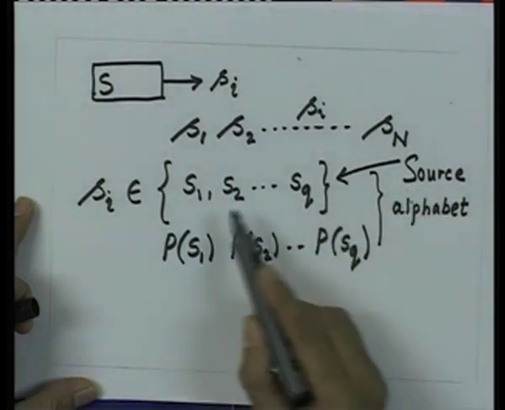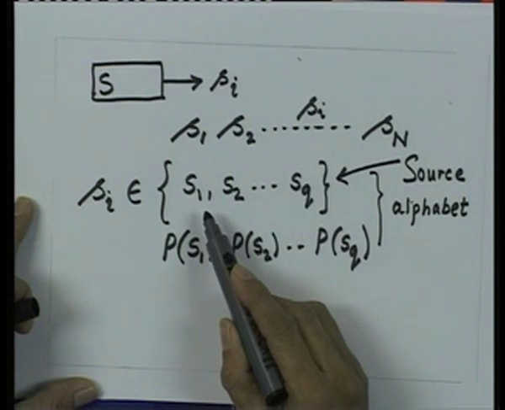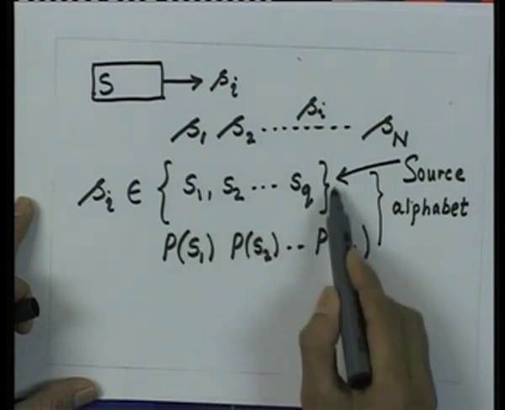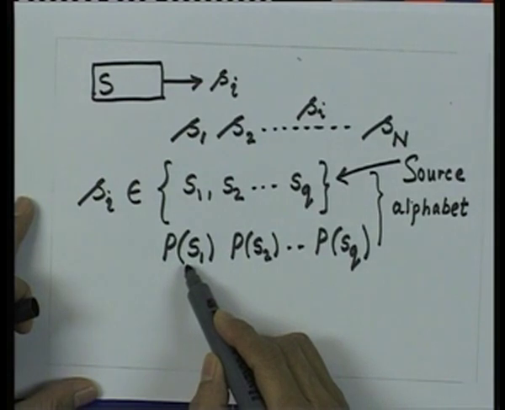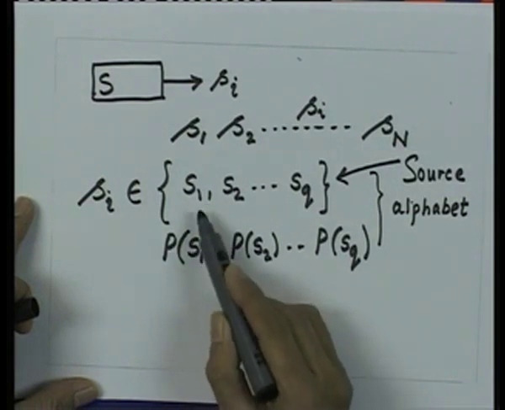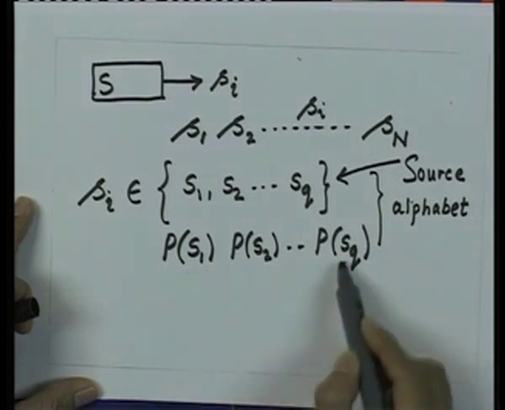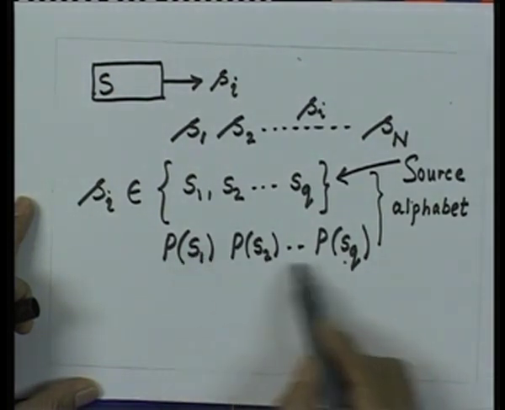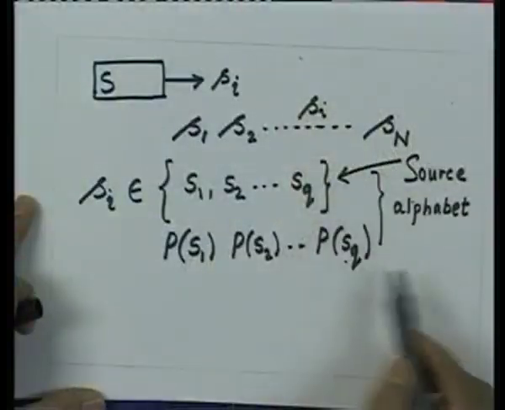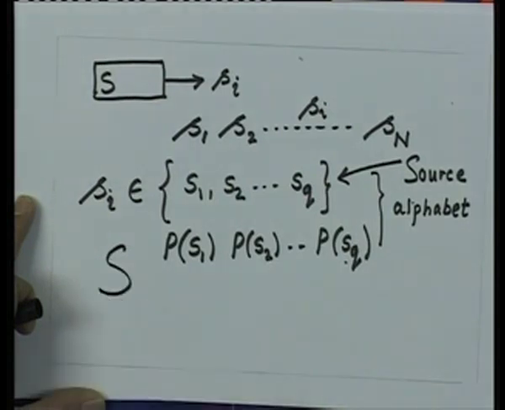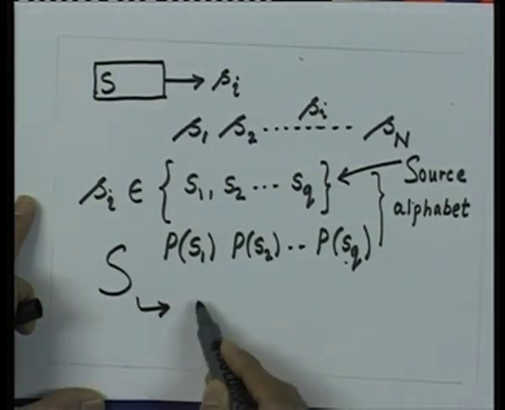And with each alphabet in this set, there is a probability of occurrence of that symbol in that alphabet, given by these values P(S1), P(S2) and P(SQ). Now if I am assuming these symbols' emission to be independent, then I will call this source S a zero memory source.